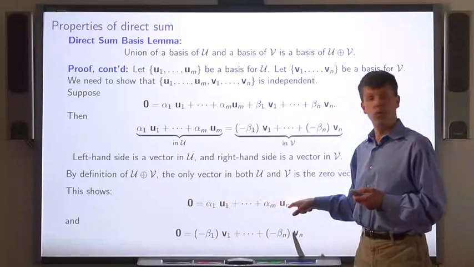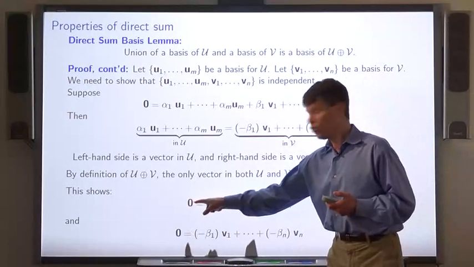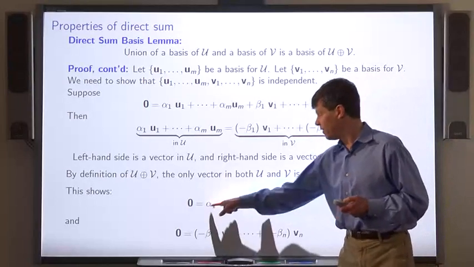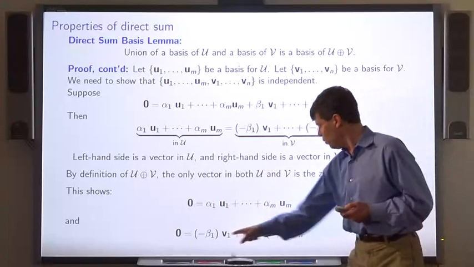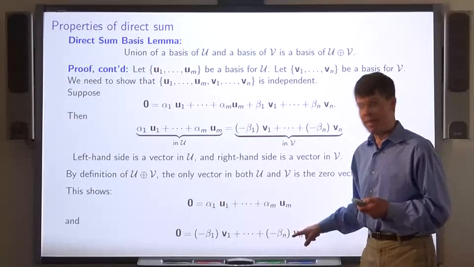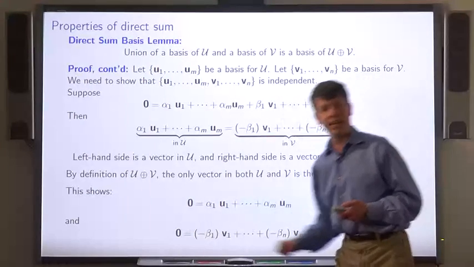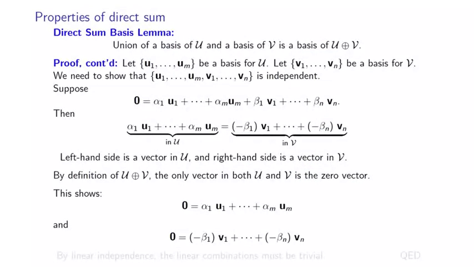But U1 through Um form a basis. So the only way to get the zero vector as a linear combination is with the trivial linear combination. That is, alpha 1 through alpha m have to all be 0. And similarly, V1 through Vn form a basis. They're linearly independent. And so the only way to get the zero vector by taking a linear combination is if the linear combination is trivial. That is, if the coefficients are all 0.